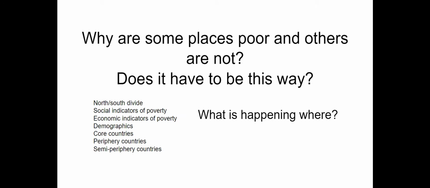In this module, we've been looking geographically at the issue of poverty. In order to do this, we've been mainly identifying what is happening where, or in other words, where is there poverty? How do we recognize it? What patterns do we see?